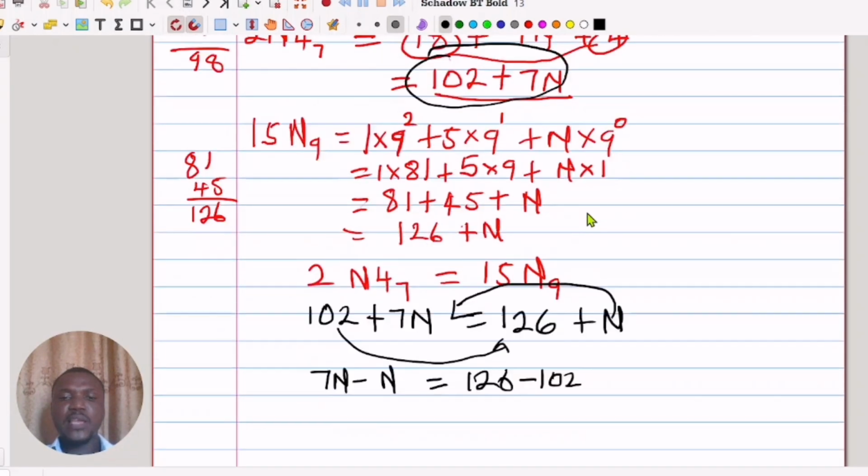So what is 7n minus n? 7n minus n is 6n. And 126 minus 102, that will give us what?